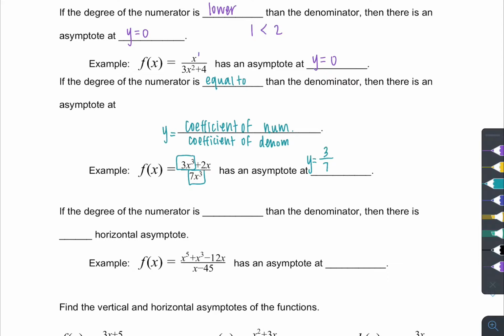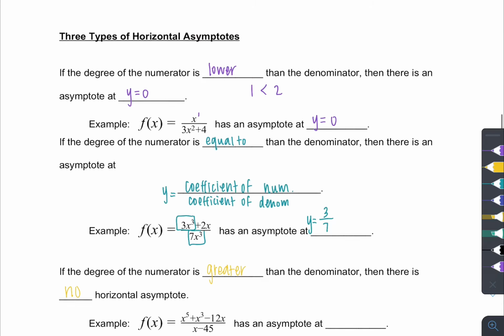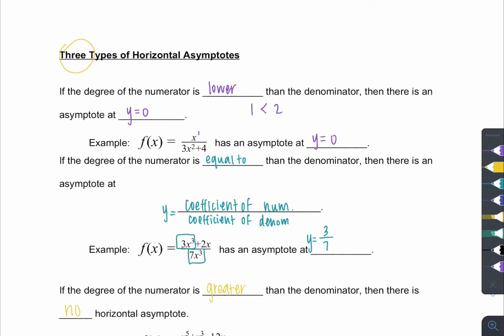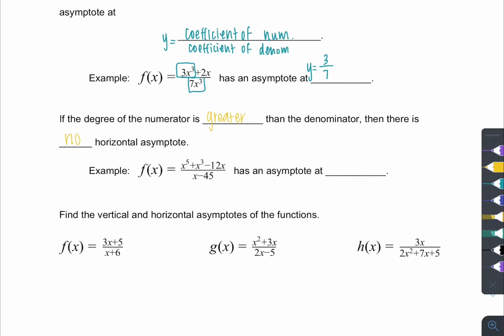Finally, this one here is if the degree of the numerator is greater than the denominator, there's not actually going to be a horizontal asymptote. So really there are only two types, but those are the three scenarios. So for this one, 5 is greater than 1. So there is no horizontal asymptote anywhere.